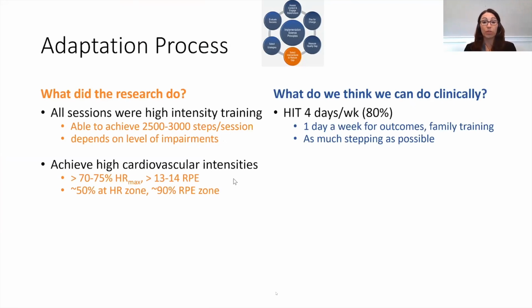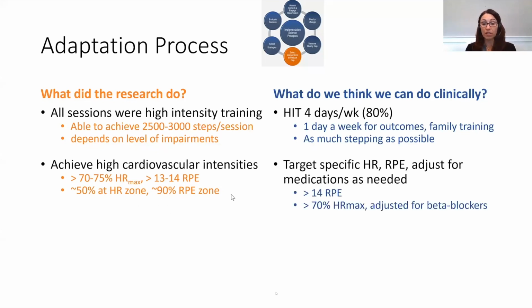In the research, they were able to achieve very high cardiovascular intensities, over 70 to 75% of heart rate max, and more than 13 to 14 on Borg's RPE. And they were able to spend more than 50% of the treatment time in the heart rate zone and more than 90% in the RPE zone. And so in the clinic, we thought that we might be able to do the same thing, but we needed to make sure that we adjusted the target heart rates for medications such as beta blockers as needed. But we decided to target greater than 14 RPE and greater than 75% of heart rate max.